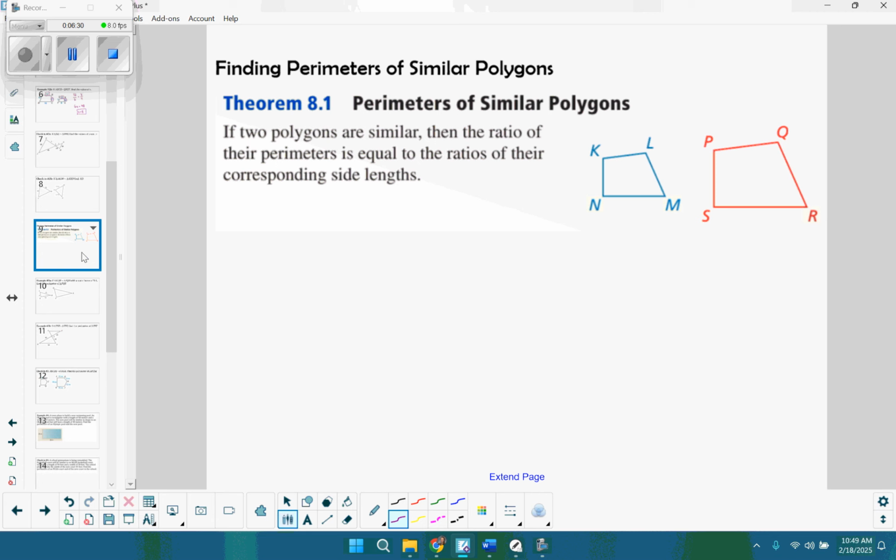We mentioned this earlier, but here, the perimeters of similar figures: if 2 polygons are similar, the ratio of their perimeters is equal to the ratios of their corresponding side lengths. That means it's equal to the scale factor. This allows us to find the perimeter of a shape without finding all of the sides of that shape.